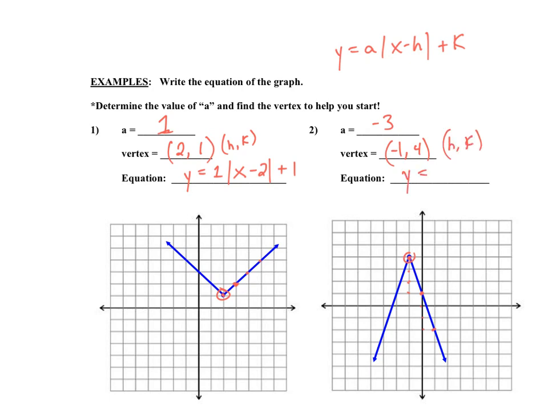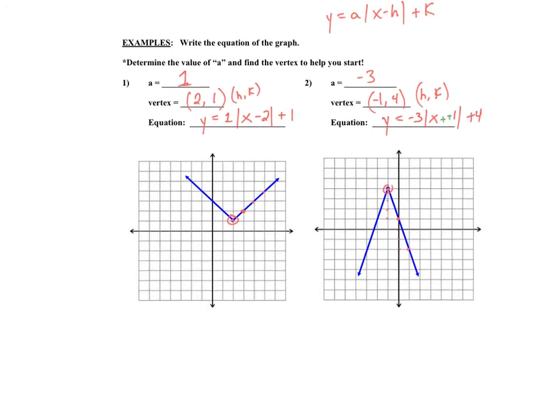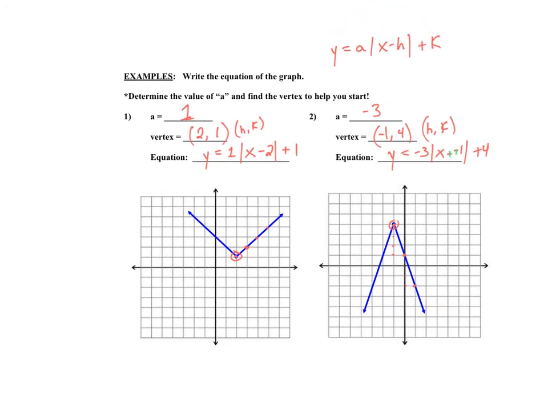So the equation is y equals -3, then absolute value of x minus -1, plus 4. So minus -1, just be careful. That's actually going to be plus 1. So it's -3 times the absolute value of x plus 1, and then plus 4 at the end. Okay, so we can graph these equations, and we can write the equations by using A, H, and K.